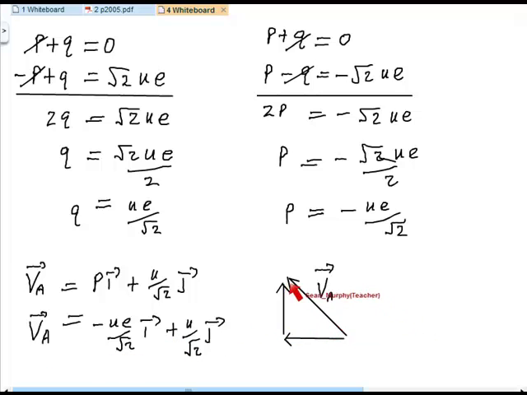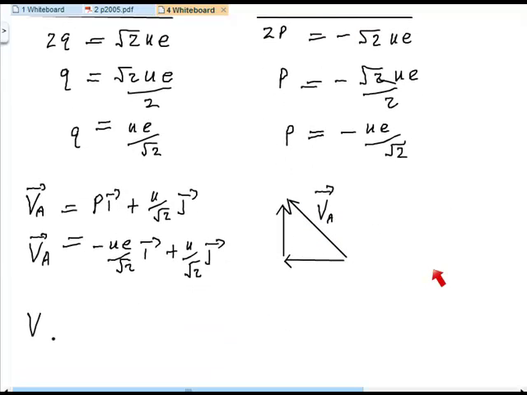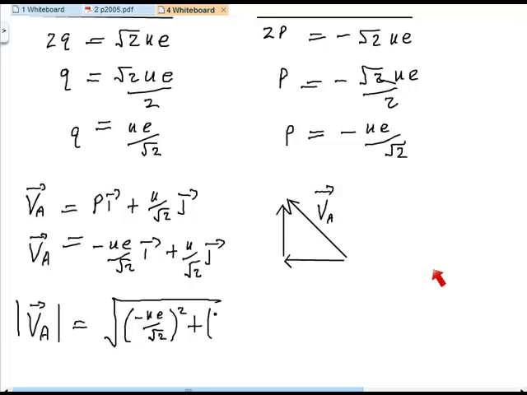So speed means get the length of this hypotenuse here, and the method for getting speed is first of all we give this notation, which is modulus, and the method for hypotenuse is to get the square root of the I component squared plus the J component squared, which is U over root 2 squared. And that's, as we said, that's speed.